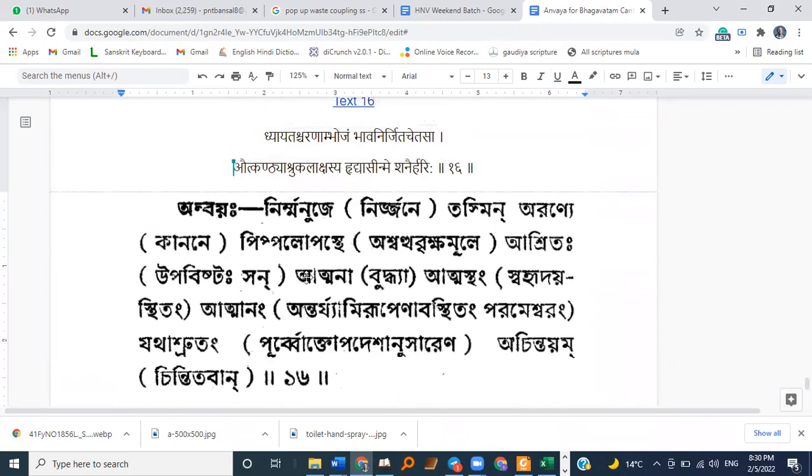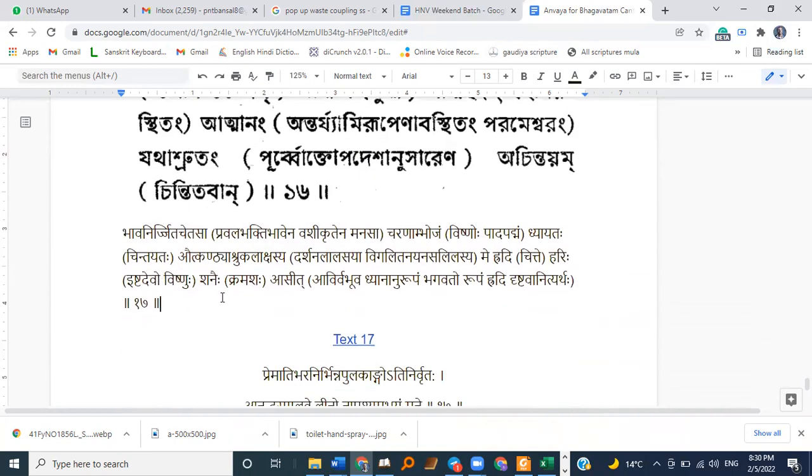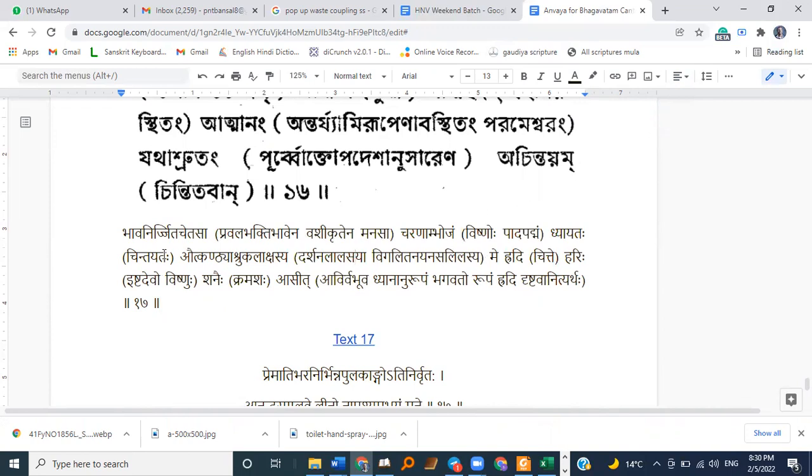Text 16. Dhyayatash charanam bhojam bhav nirjita chetasa, autkanthya shrukalakshasya hyadyasi me shanair hari. Bhav nirjita chetasa, pravala bhakti bhavena vashikritena manasa, charanam bhojam vishnoh pada padmam dhyayatah. Vichintayanah, autkanthya shrukalakshasya, darshana lalasaya vigalita nayana salilasya, me hridi chitte harih ishtadeva vishnuh shanaih kramashah asit avirbabhuva, dhyananurupam bhagavato rupam hridi drishtavan. So now it is time for self-realization or God-realization.